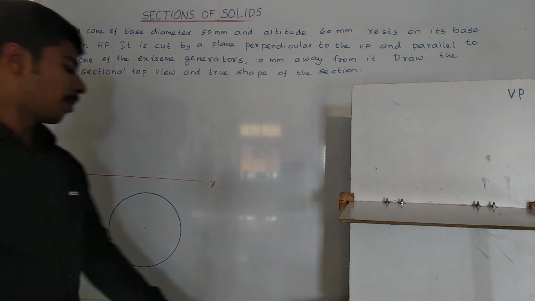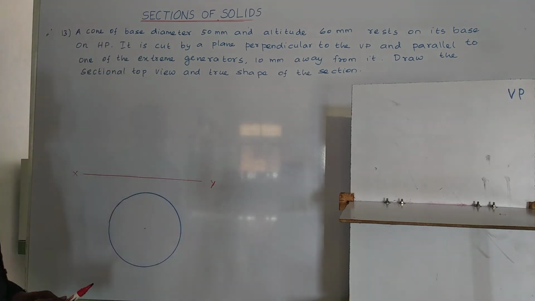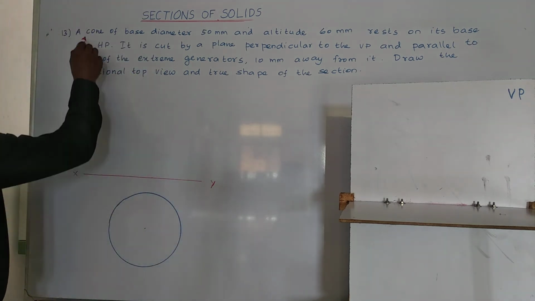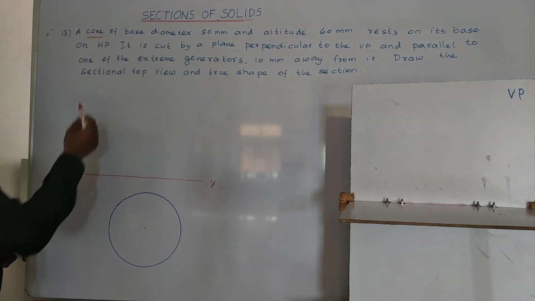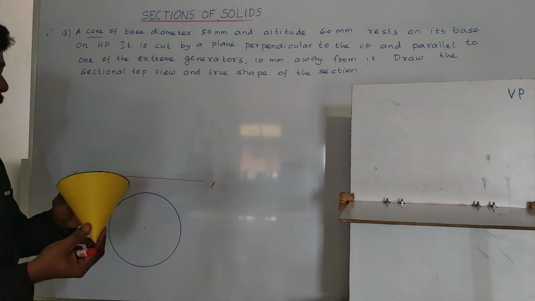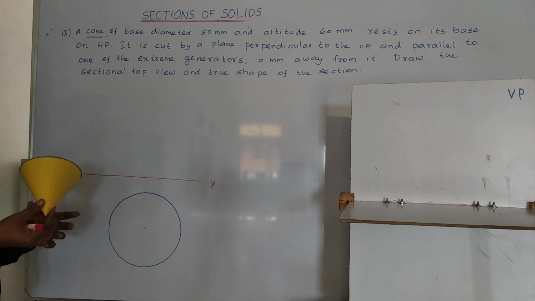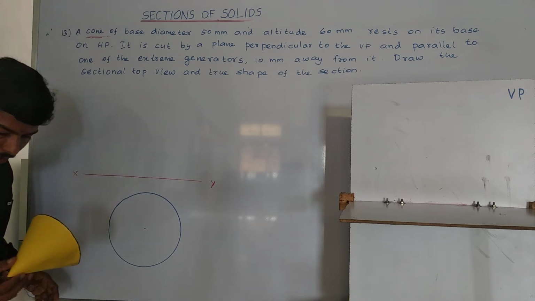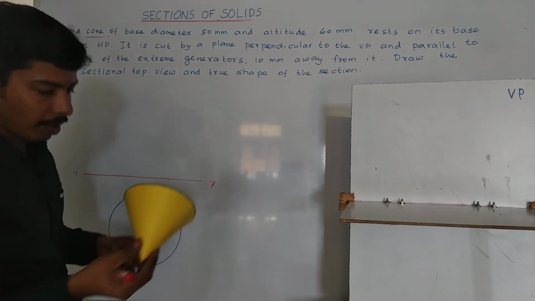Let us solve one problem on section of solid. A cone of base diameter 50 millimeter. Solve the projection of section of a cone.